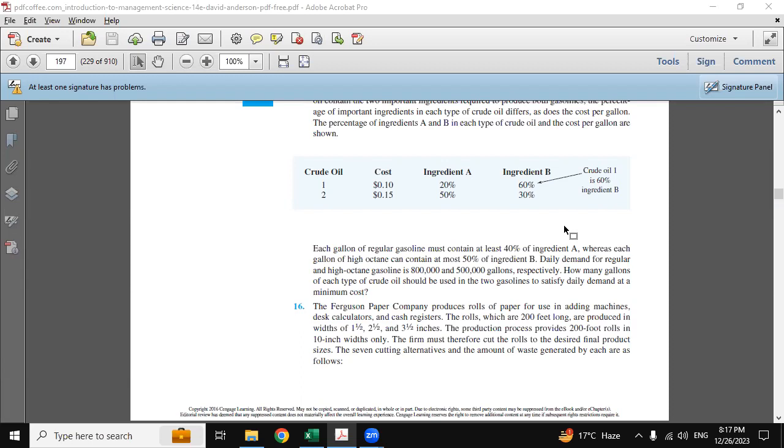So myself Arun, and today in this video we are going to discuss the solution of this linear question. The Ferguson Paper Company produces the rolls of paper for use in adding machines, desk calculators and cash registers. So they have provided us some of the constants and variables over here. So these all are the constants that they have provided.